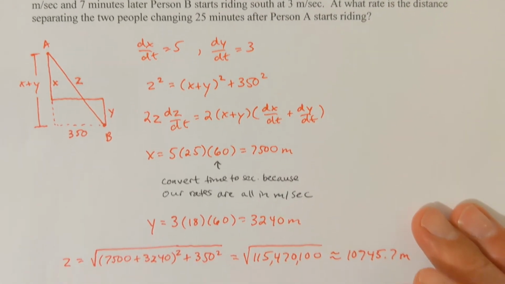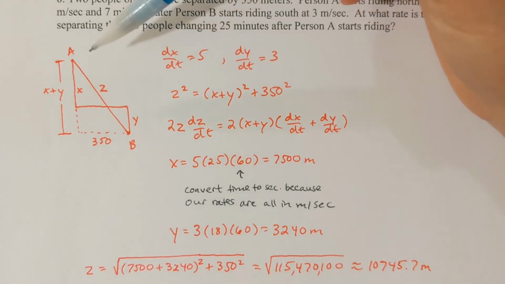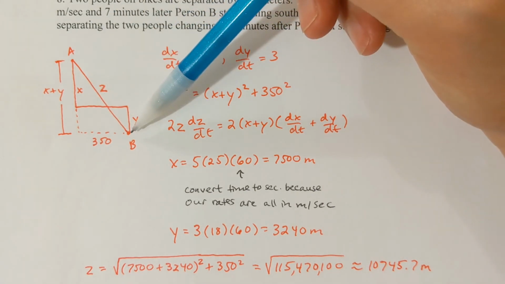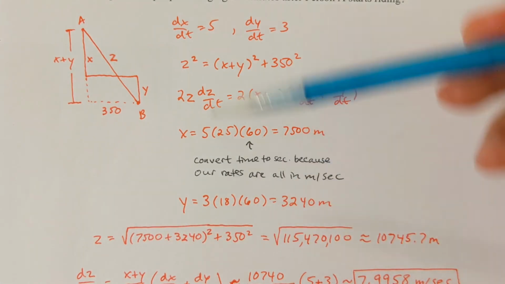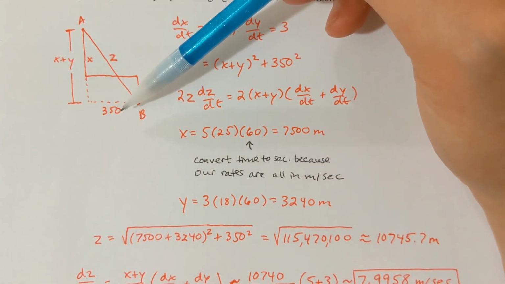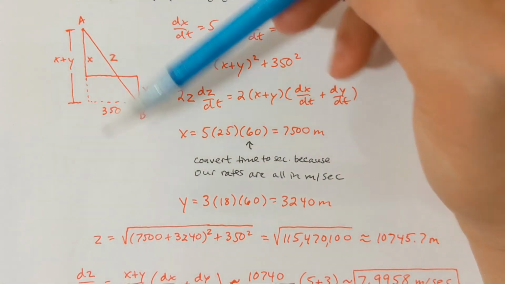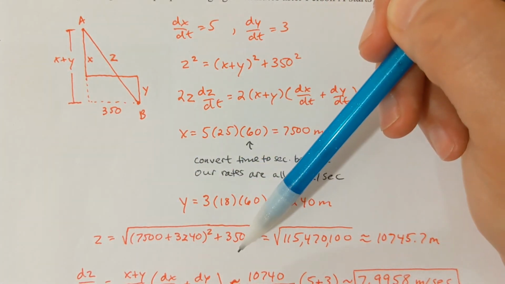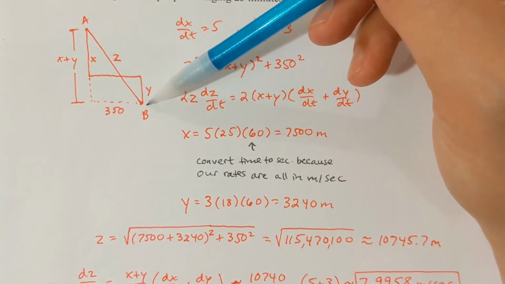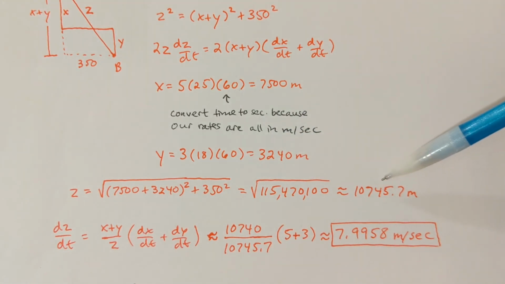Okay, so I know x and y. To get z, I could use the Pythagorean theorem, right? z is the hypotenuse of this bigger right triangle. And so z would be the square root of the sum of the squares of the legs. So I'd want 350 squared plus (x plus y), that'd be 7,500 plus 3,240, squared. Okay, I want the square root of that to give me z. z, when simplified, I was getting roughly 10,745.7 meters.